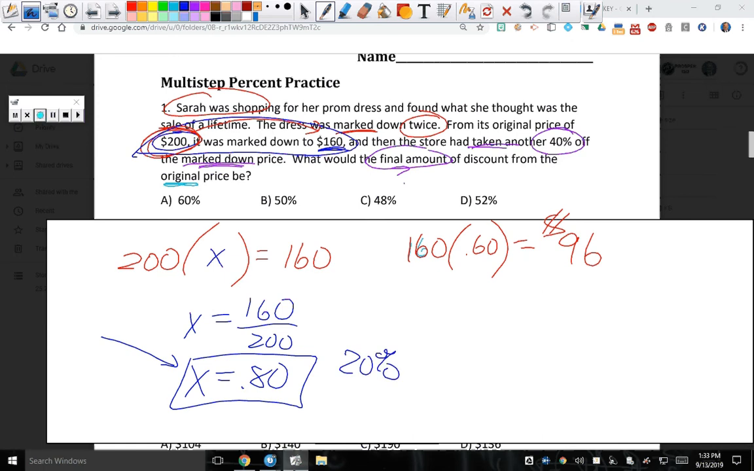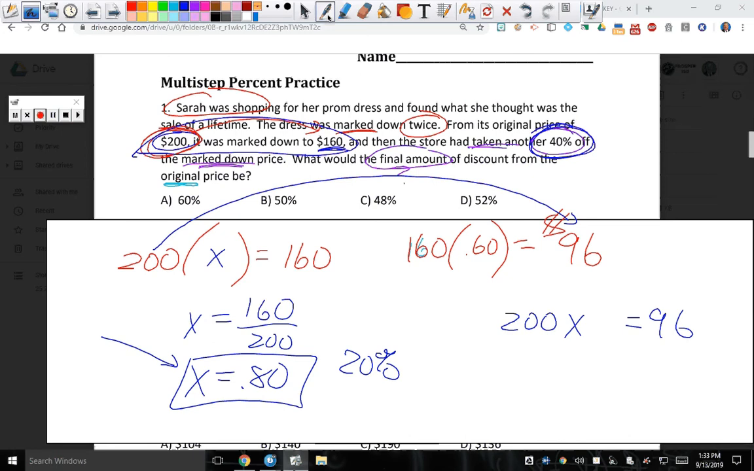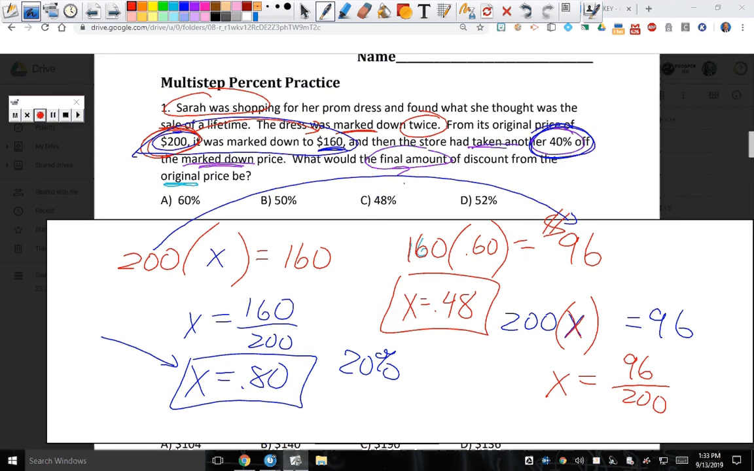Y'all with me? And then you had this other one that was taken off, so the total discount from the beginning to the end was going to be what? So you went from 200 all the way to 96, right? If we multiplied it by x, then x is 96 divided by 200, and you would get x is 0.48. And this means it was a discount of what? 52%.